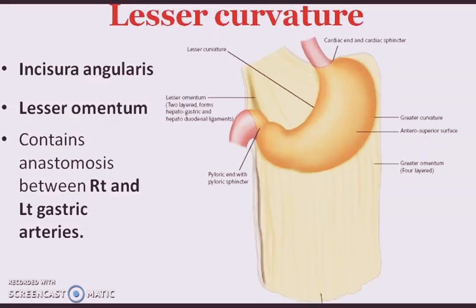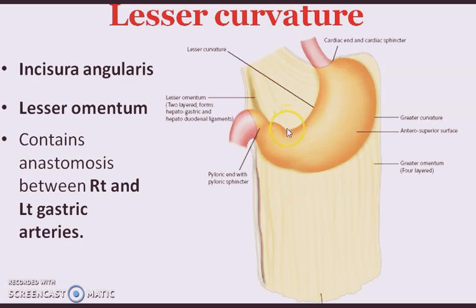Stomach has 2 borders, the right border which is known as lesser curvature and the left border which is known as greater curvature. Lesser curvature or right border is somewhat J-shaped. It is more fixed, forms the right border and lies on a more posterior plane than greater curvature. The most dependent part of lesser curvature is known as incisura angularis.